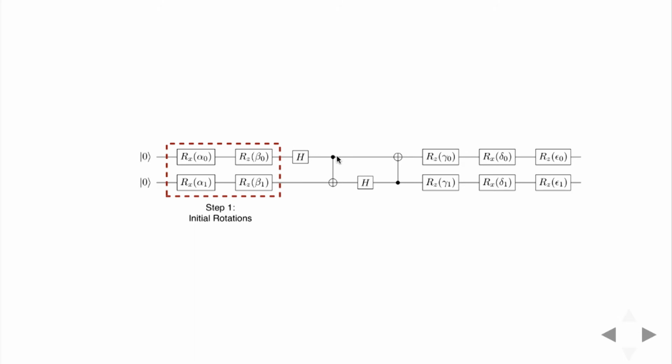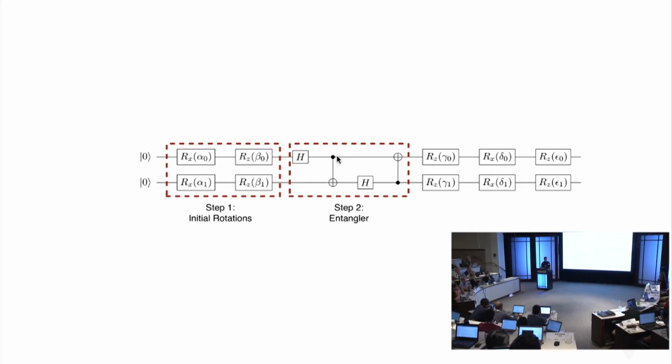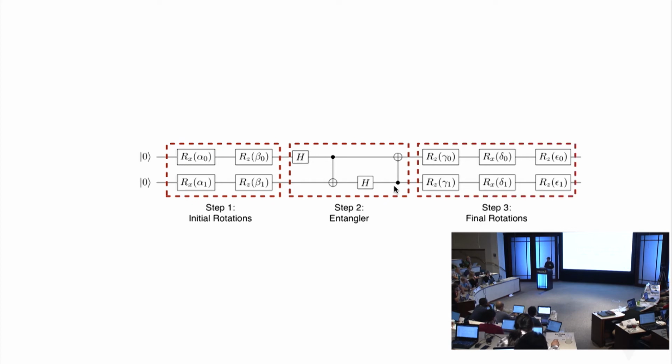So in the first step, we have 4 angles. We do x rotations and z rotations on that Bloch sphere that describes the quantum bit. There's 4 angles, alpha 0, alpha 1, beta 0, beta 1. The second step is the entangler. So if you recall, the CNOT gate creates entanglement, and that's exactly what we have here. If we didn't have CNOT gates, then this could be just thought of as separate qubit lines. There's no interaction between them unless we have an entangling gate like the CNOT. And then the last step is just more rotations.